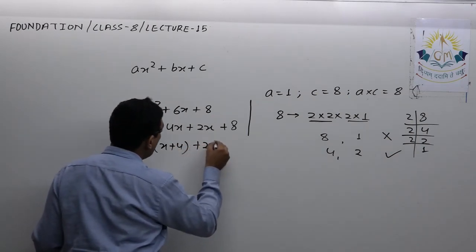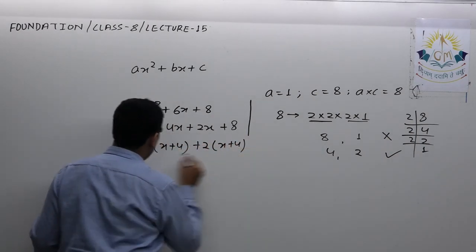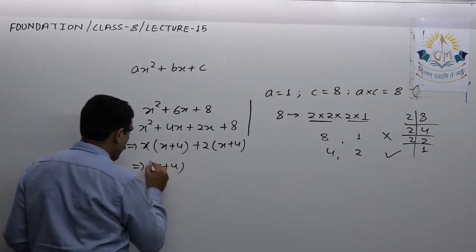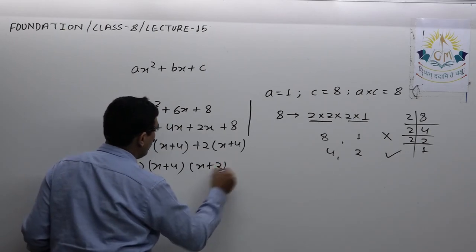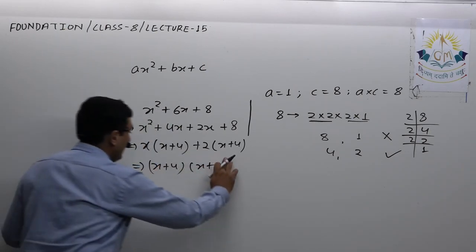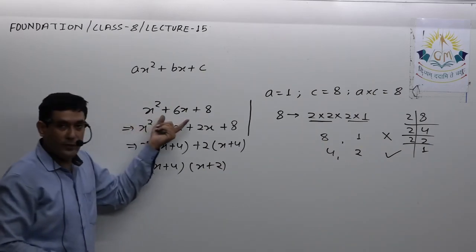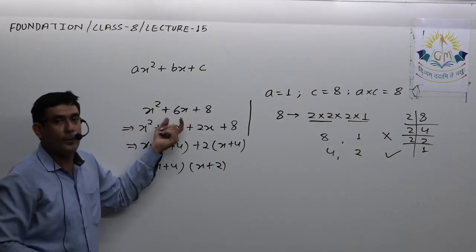If I take 2 common, here again I get x plus 4. So now from these two I can take x plus 4, so here I will get x plus 2. So these are my factors. It's not difficult after this. Even though I won't say it is difficult over here, but definitely here you have to apply your mind.